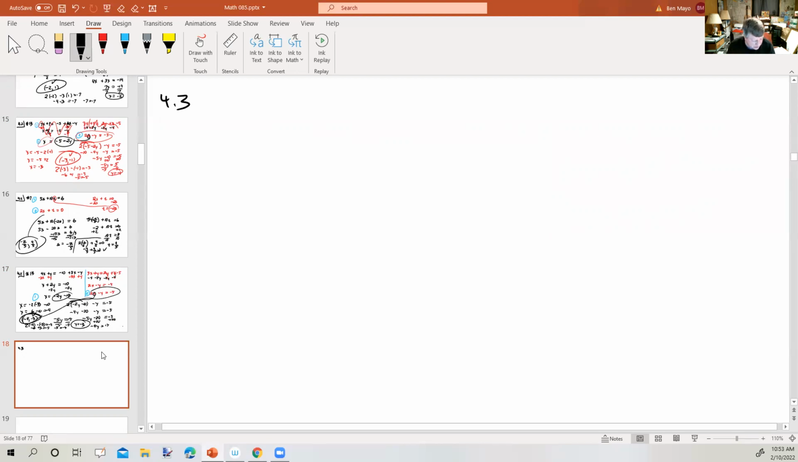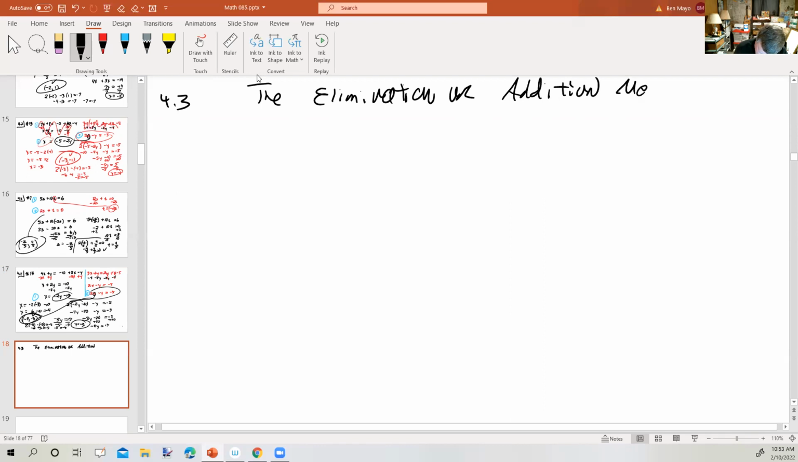In this new method, which is called elimination, it's also referred to as the addition method. So it's the elimination or addition method. I guess it would help if I wrote in such a way that you could actually read it. Elimination or addition method. The goal is the same, to solve the system of equations.